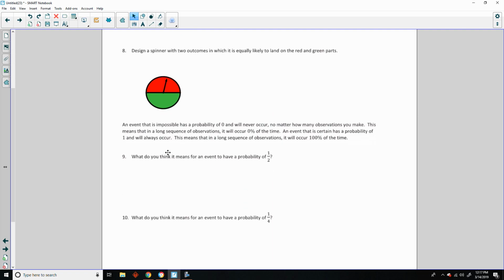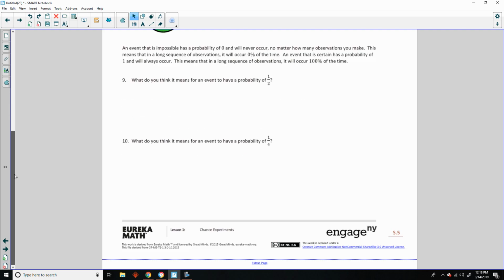An event that is impossible has a probability of 0 and will never occur, no matter how many observations you make. This means that in a long sequence of observations, it will occur 0% of the time. An event that is certain has a probability of 1 and will always occur. This means that in a long sequence of observations, it will occur 100% of the time. Number 9 says, what do you think it means for an event to have a probability of 1/2?